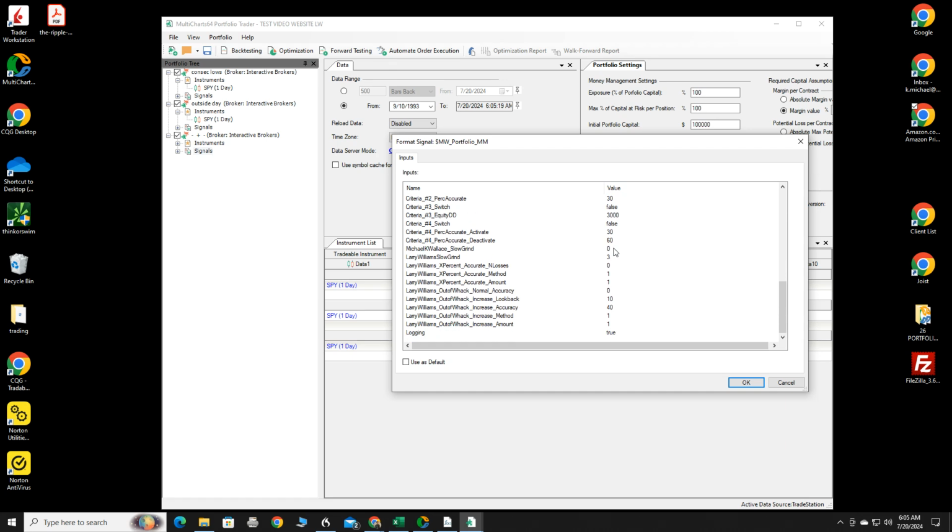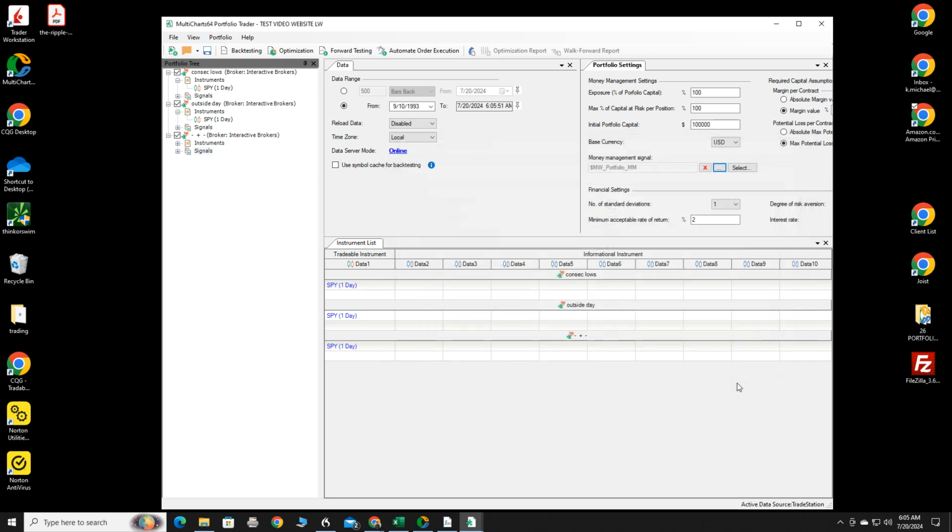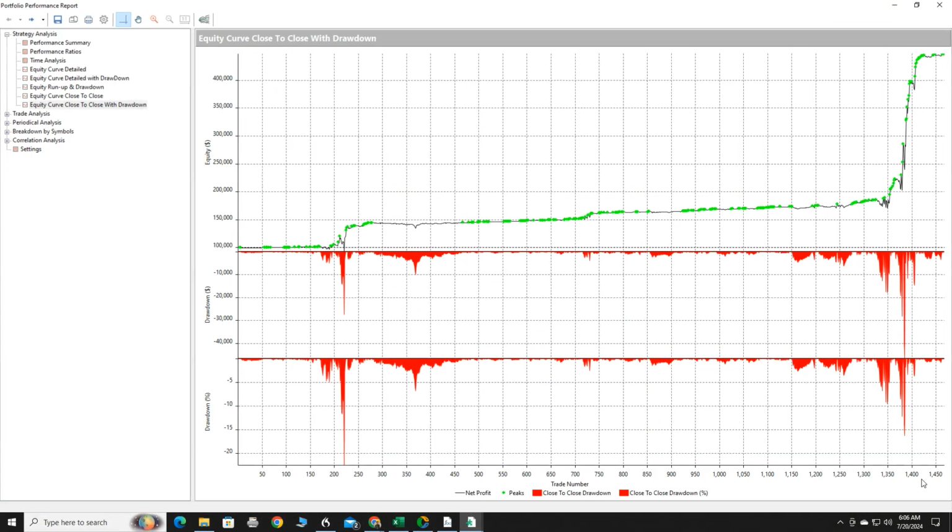For example, to start the Larry Williams slow grind, I have set it to 3. 0 is off. 1 is it will increase position size after 1 loss, 2 after 2 losses, 3 after 3 losses, and so on. In this particular case, I have set it for 3. Once there are 3 losses in a row in our portfolio of multiple strategies, regardless of the strategy, it will then start increasing position size according to the logic. Okay. To see this in action, let's go to a chart that will show what happens when this is applied.